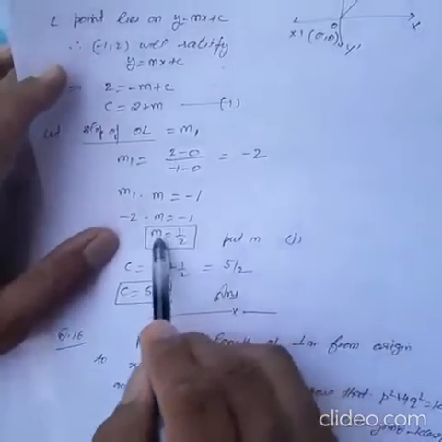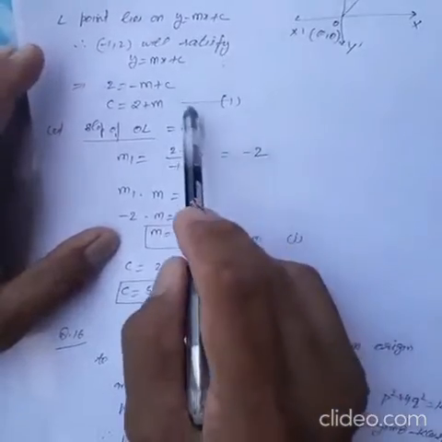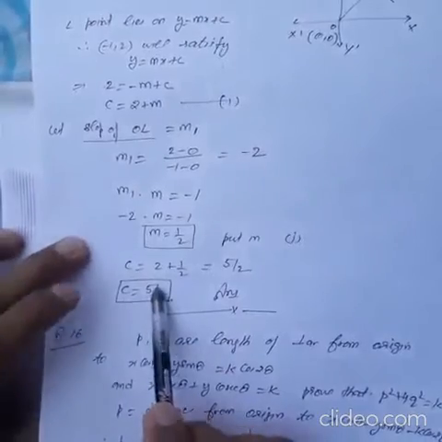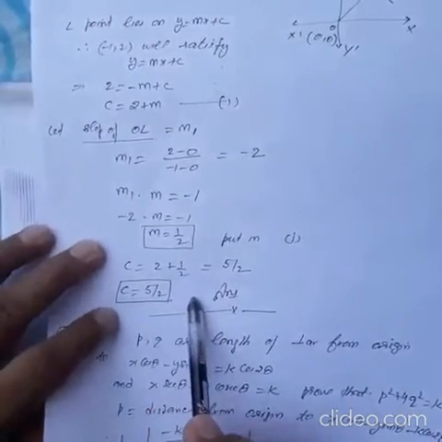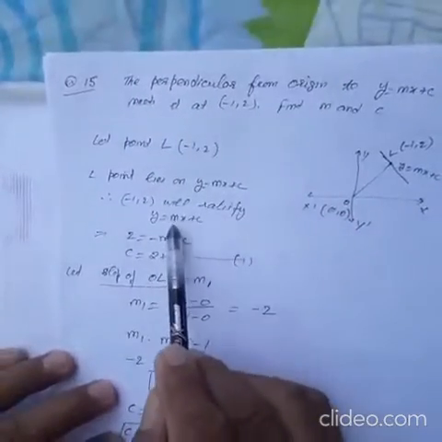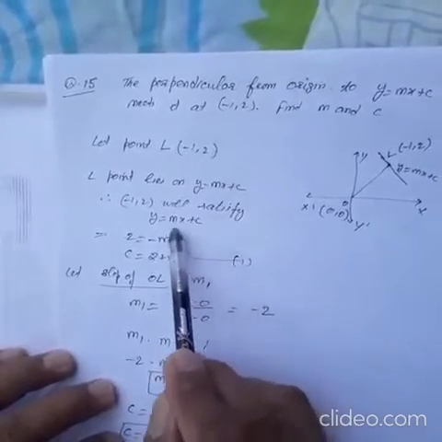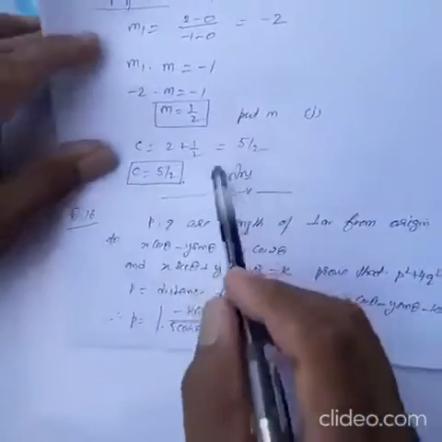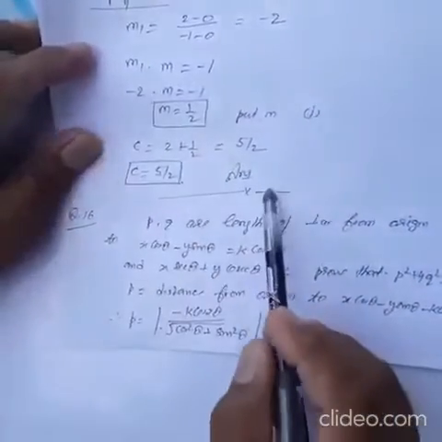Now put the value of m in the first equation to find the value of c, which is 5/2. I hope it is clear. So the given line is y = mx + c, where m is the slope of this line. I hope you can solve these types of questions.